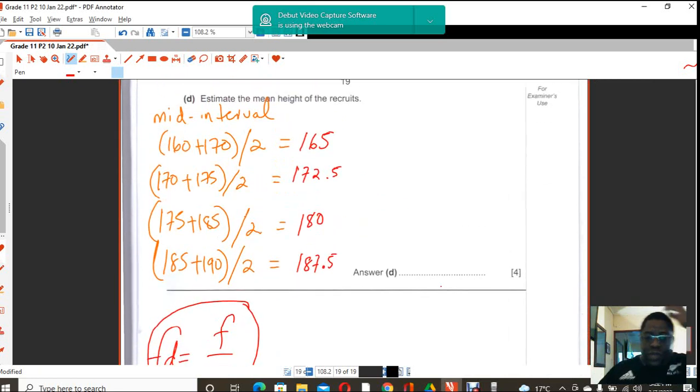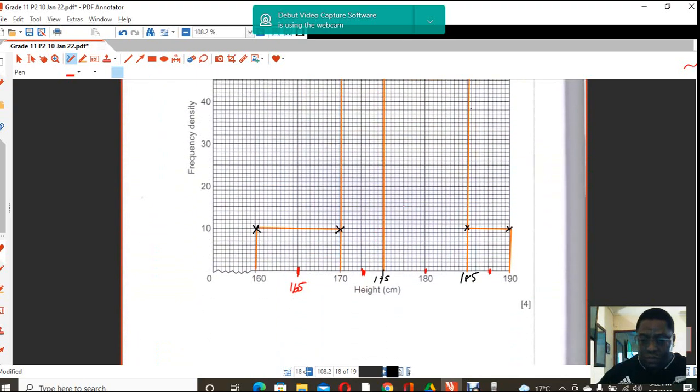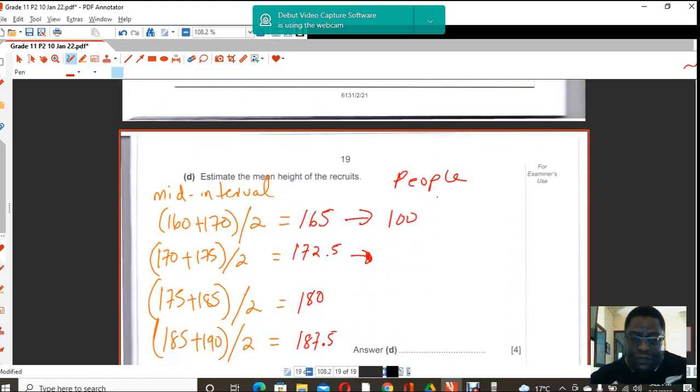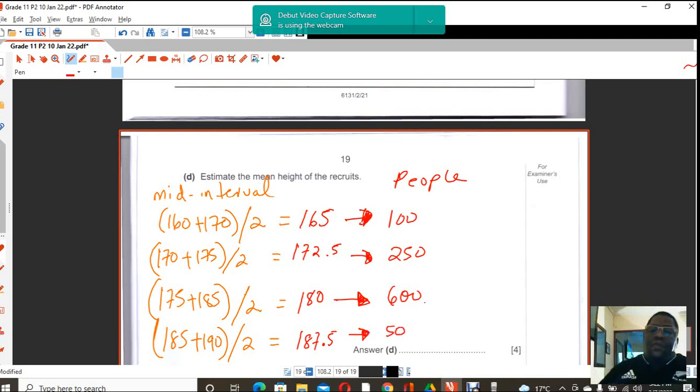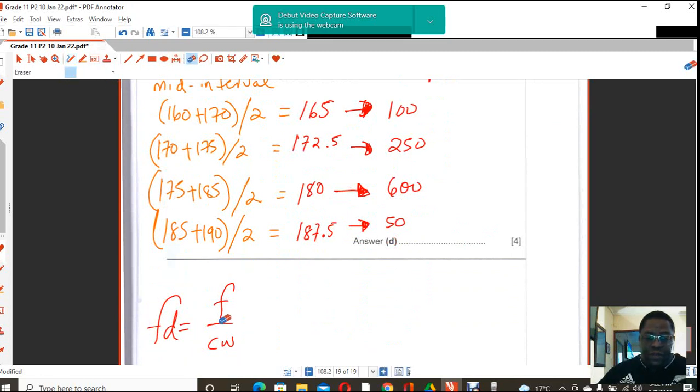How many people are here in this group? There are 100. How many people are here in this group? Well, we can go back. I think they were 250. How many people were in this group? Well, this was the modal one. There are 600. And here, how many people were here? They were 50. Right. So if you now have to find the estimate of the mean, you are going to use that information.